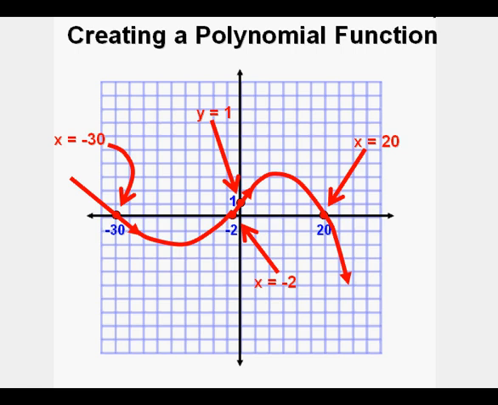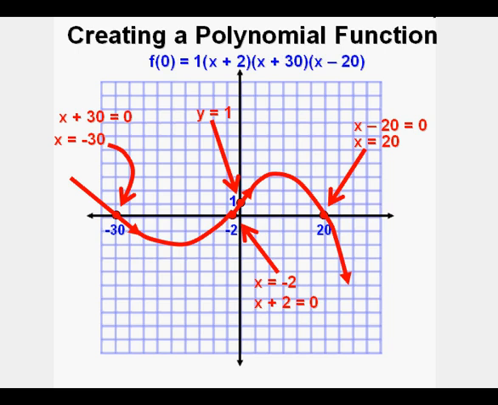The next thing Alex did was to formulate each binomial from its root. X equals -30 becomes x plus 30 equals 0. To get this, we need to have 0 on one side of the equation, so x plus 30 equals 0. For a root of -2, that translates into a binomial factor of x plus 2 equals 0. And finally, the root of 20 translates into the binomial x minus 20 equals 0. Alex has done some very sound algebra thus far, so he went on.